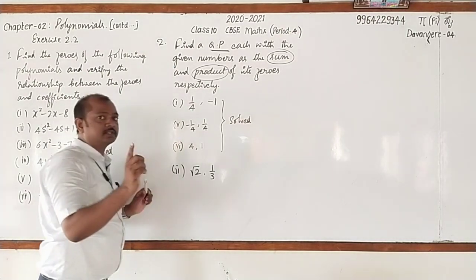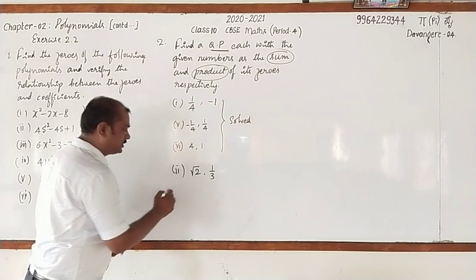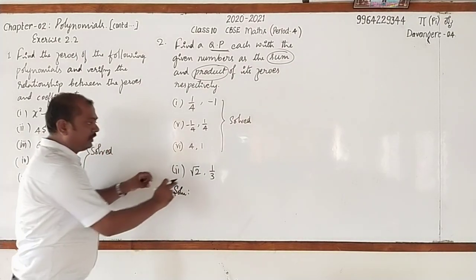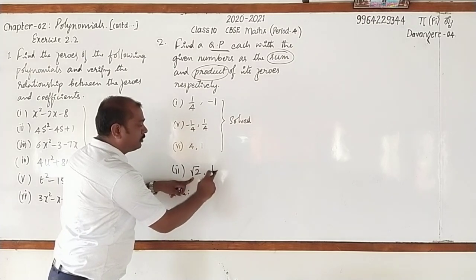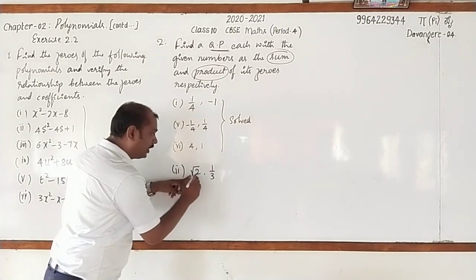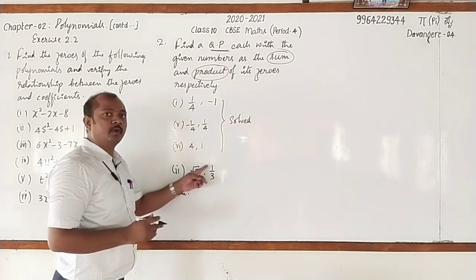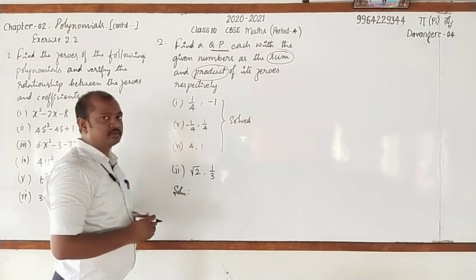Now the second one was not solved. Now I am going to take this one. Observe. Don't go for copying. Here, root 2 and 1 by 3. Could you tell what root 2 indicates? It is the sum of zeros. 1 by 3 is the product of zeros.